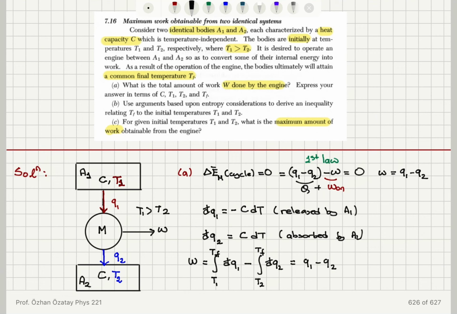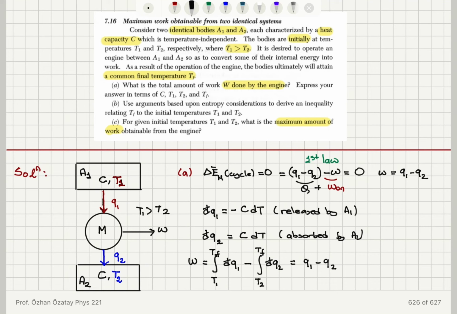Okay, so we had two identical bodies, A1 and A2. First, we looked at the first law of thermodynamics, heat provided by A1, heat absorbed by A2. The difference is the total heat absorbed by the engine, Q. And minus W is the work done on the engine, so this must be equal to 0. The first law tells me W is Q1 minus Q2. The heat released by A1, infinitesimal amount, is minus CdT. Heat absorbed by A2 is plus CdT.